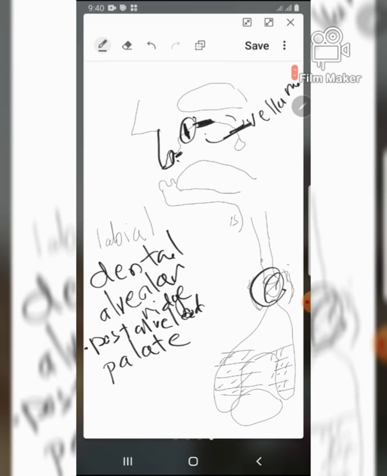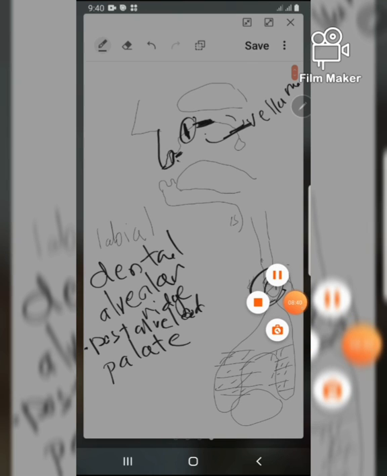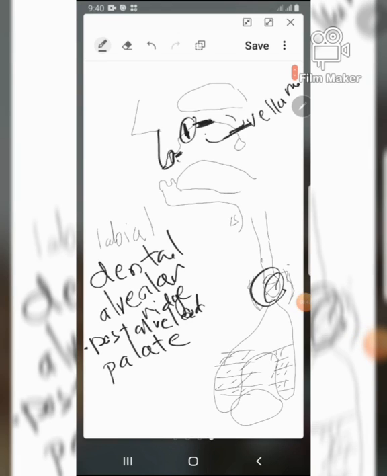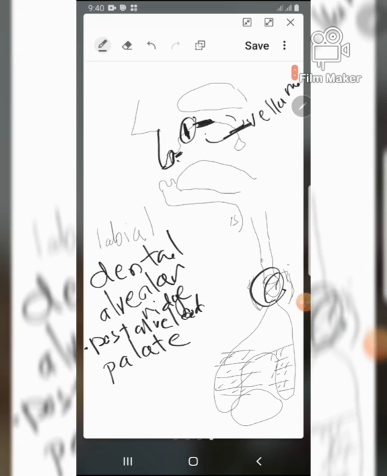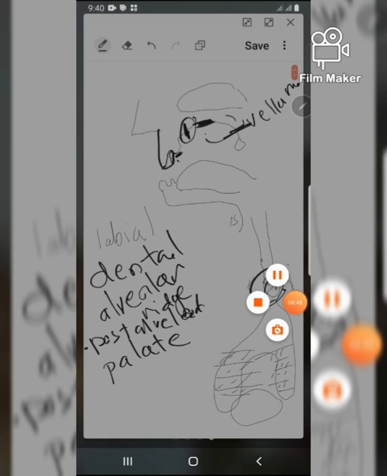This is very important for naming the consonant sounds according to their place of articulation. I will show you in the other lecture, inshallah, how they made it.